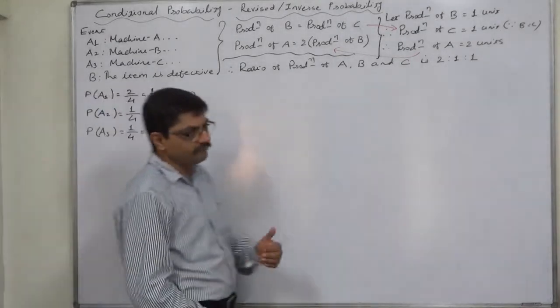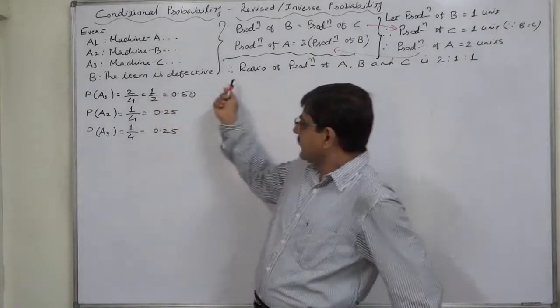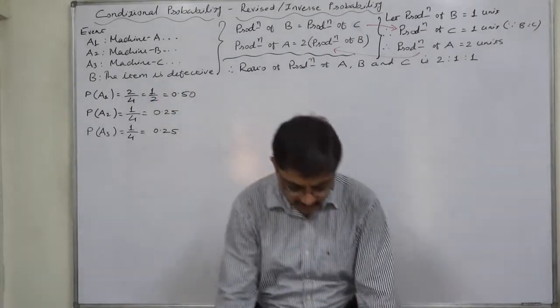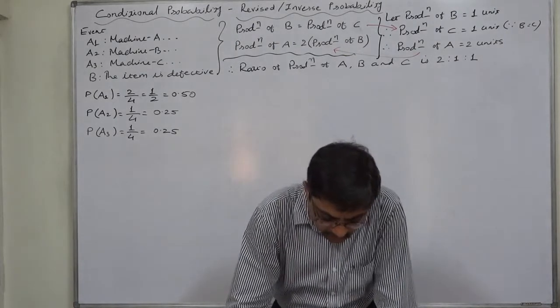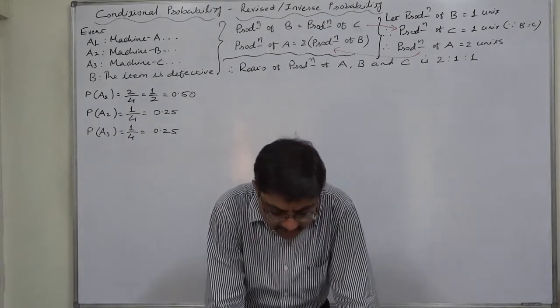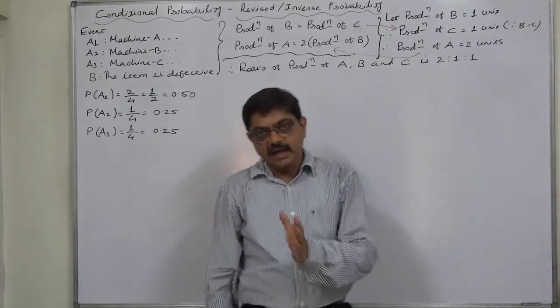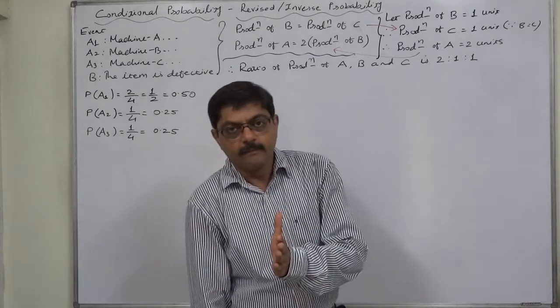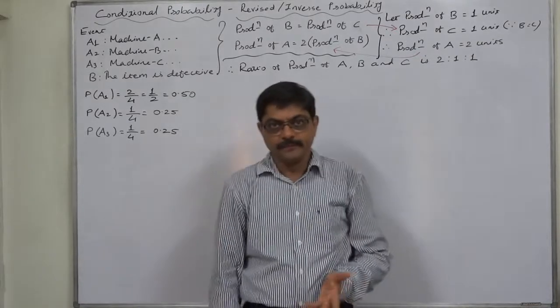Now, what about P of B? P of B cannot be found directly. First of all, the information is the proportion of defective items produced by A, B and C are 2%, 1% and 3% respectively. What are these percentages? These percentages are, say, of defective production by particular machine.